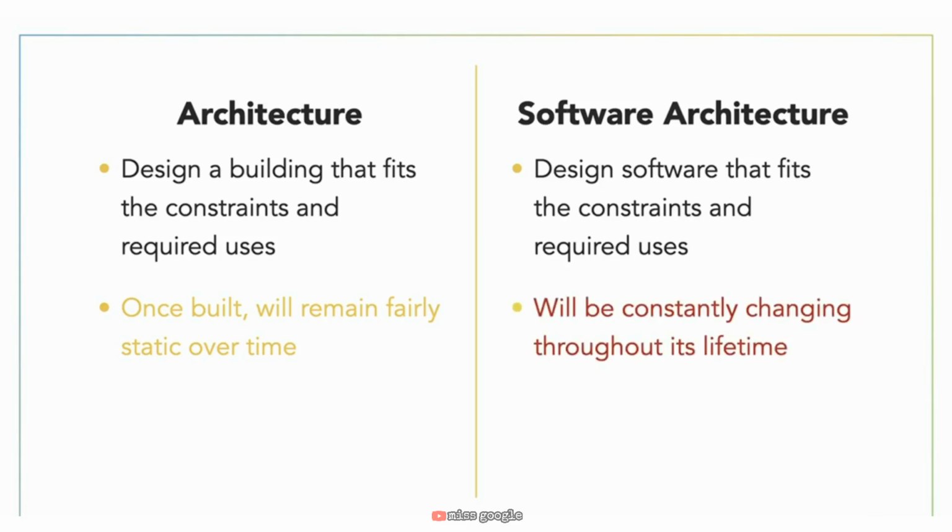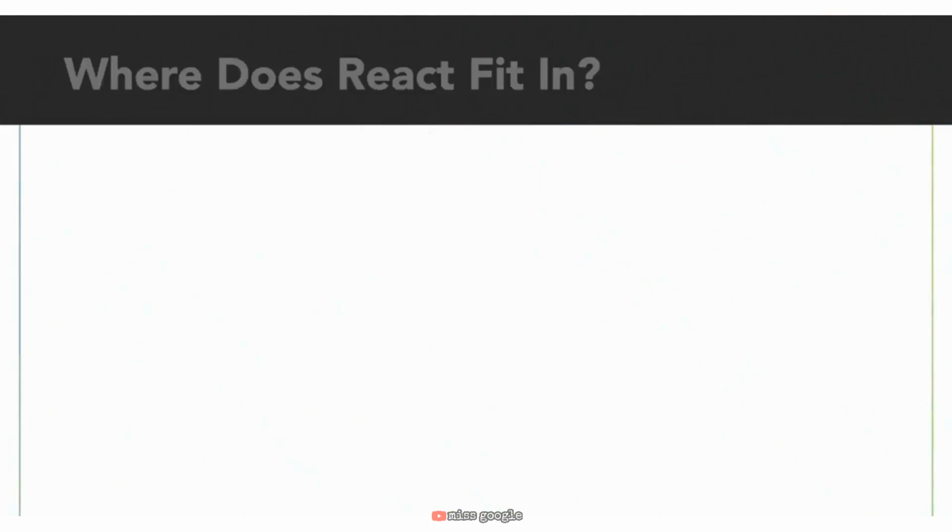With software architecture, on the other hand, that thing that we design is going to be constantly changing throughout its lifetime. In other words, you're never going to get to that point where everybody's happy with it and no one wants to add any more features. Trust me, managers and other stakeholders are always going to want to add other features. So what this means is that we have to design our software in a way that it can be easily changed over time. So you might be wondering where React fits into this, right?